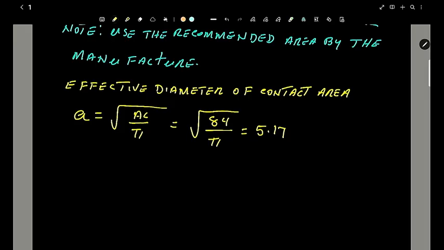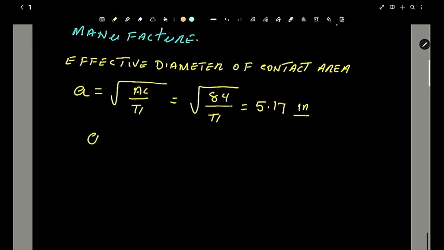Okay, go ahead. So now that comes out to 5.17 inch, but then we have two tires, so really our a should be, in this case, because of two tires, 2 times 5.17, and that will give us 10.34 inch.